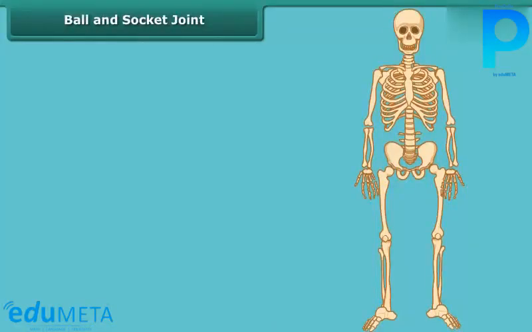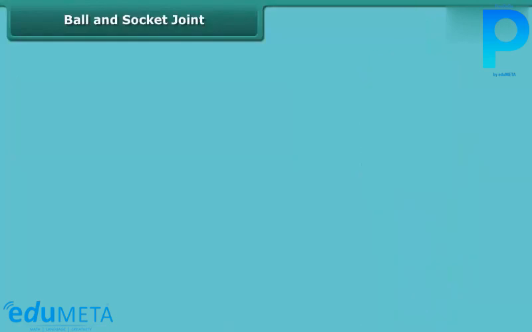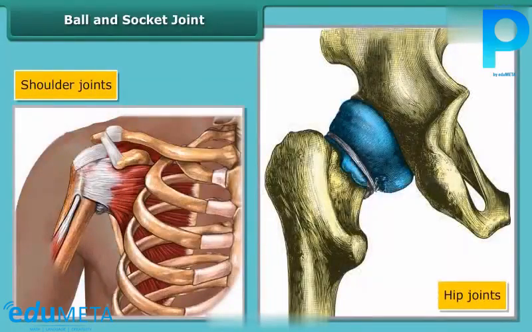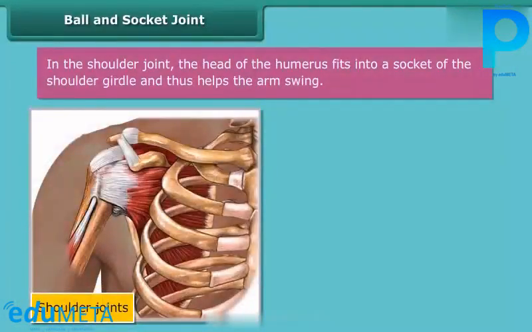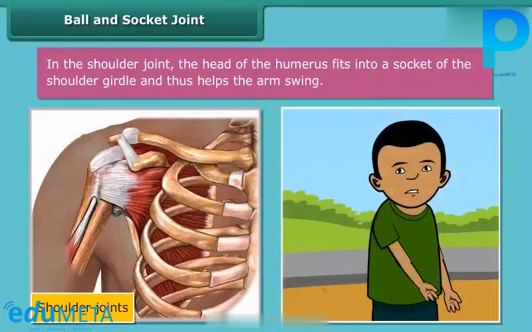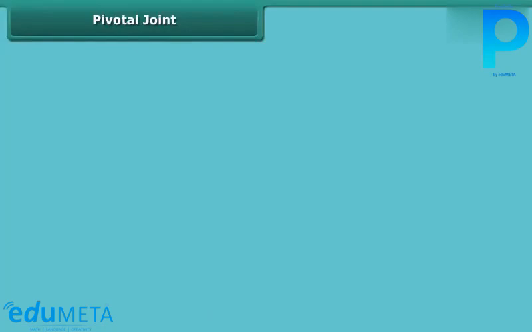Ball and socket joint. In a ball and socket joint, one end of a bone is rounded and ball-like and fits into a cup-like depression of the other bone. It provides movement in any direction. Shoulder joints and hip joints are examples of ball and socket joint. In the shoulder joint, the head of the humerus fits into a socket of the shoulder girdle and thus helps the arm swing. In the hip joint, the large ball-like head of the femur fits into the deep socket of the hip girdle.